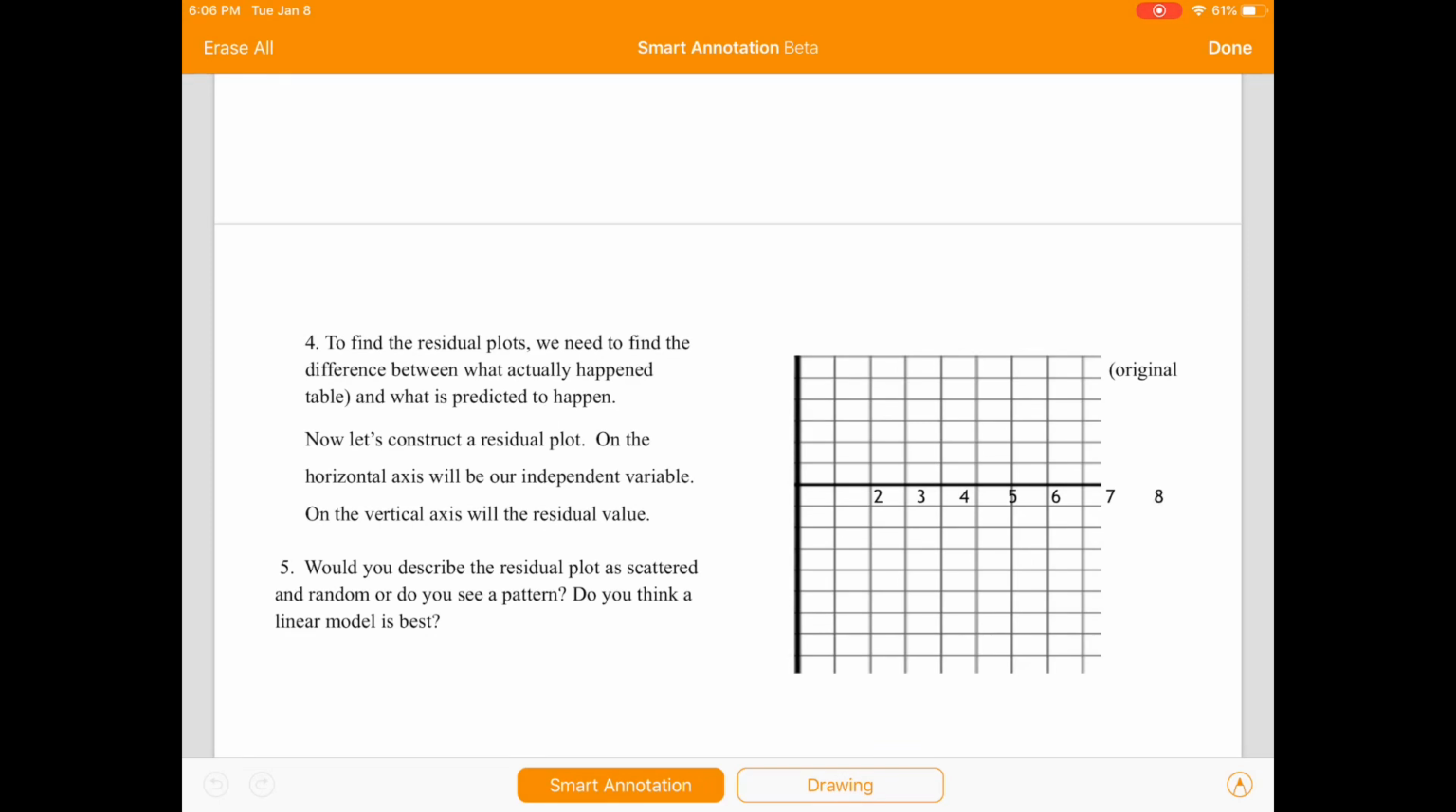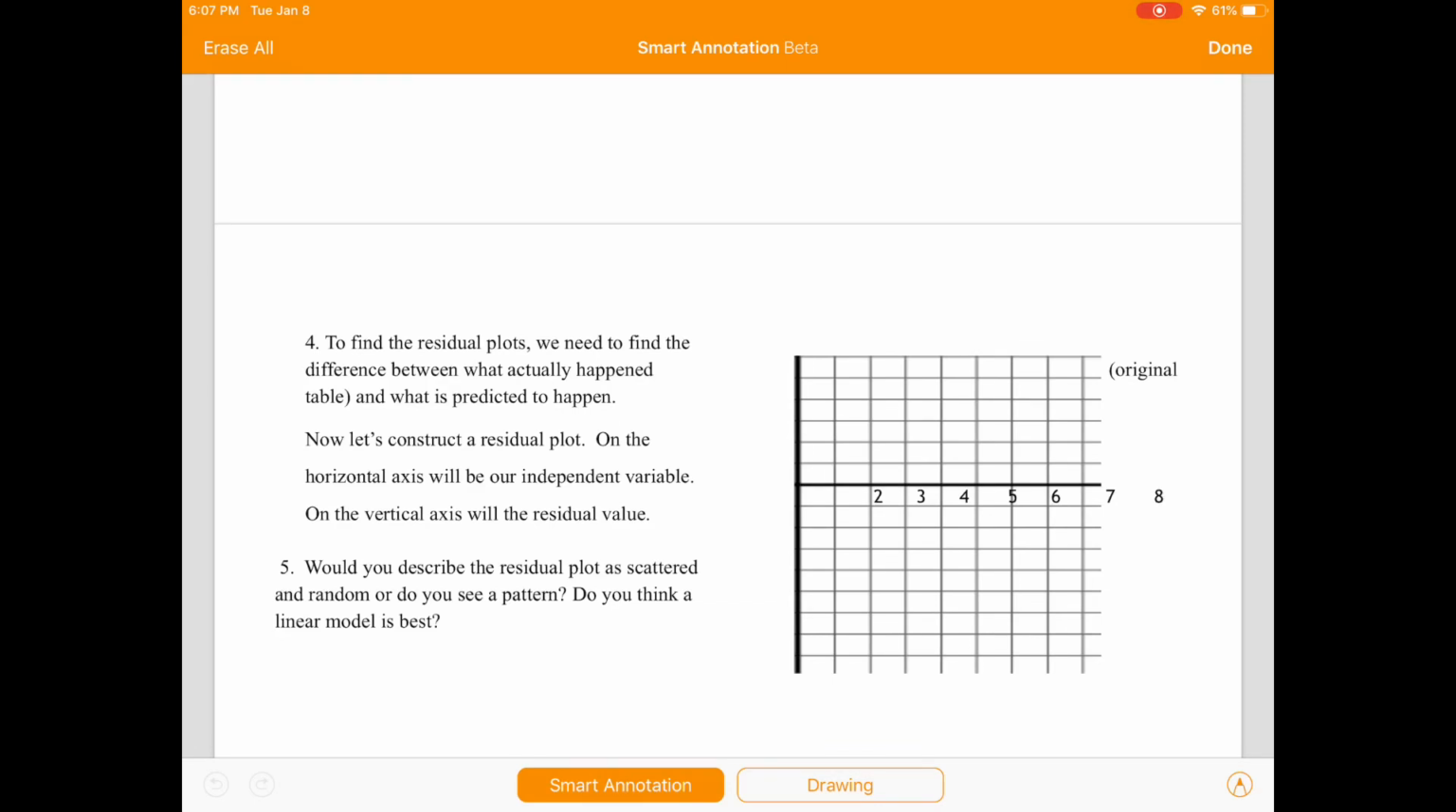So the next thing it asks us to do is graph our residuals. So how we graph this, I'm not going to do it in this program just because it's not copying my graph correctly. But it says to find the residual plots, we need to find the difference between what actually happened and what is predicted to happen. So now let's construct a residual plot.